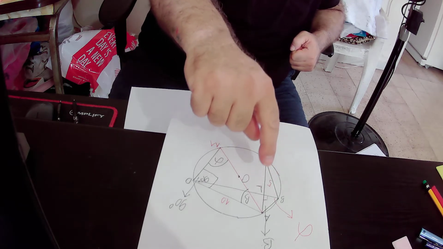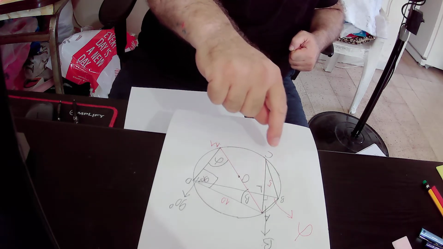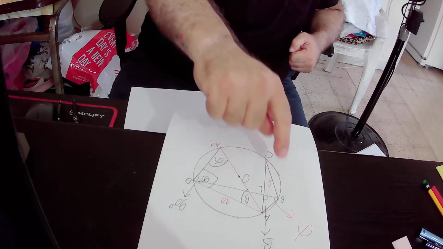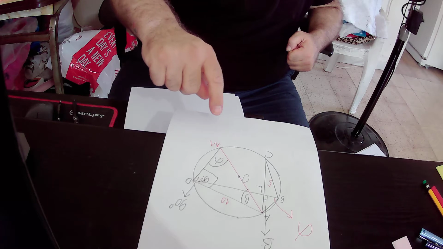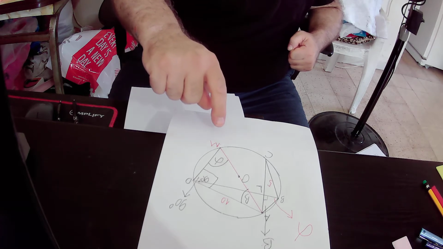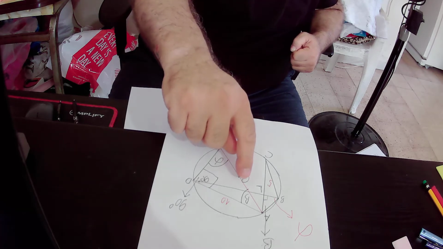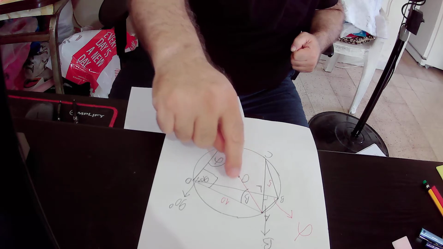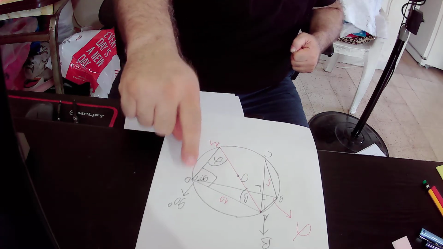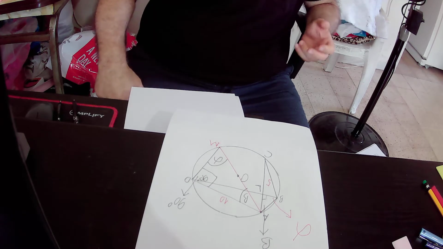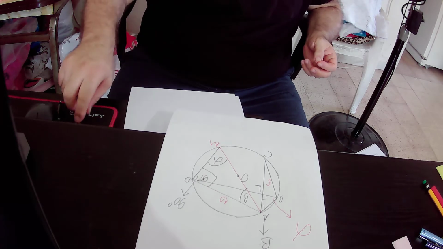angle beta that rests on chord BC equals the other angle beta that rests on chord MD. So I will write it down.